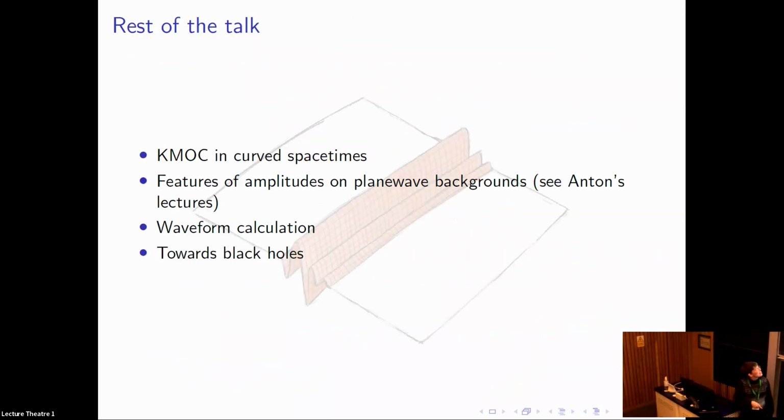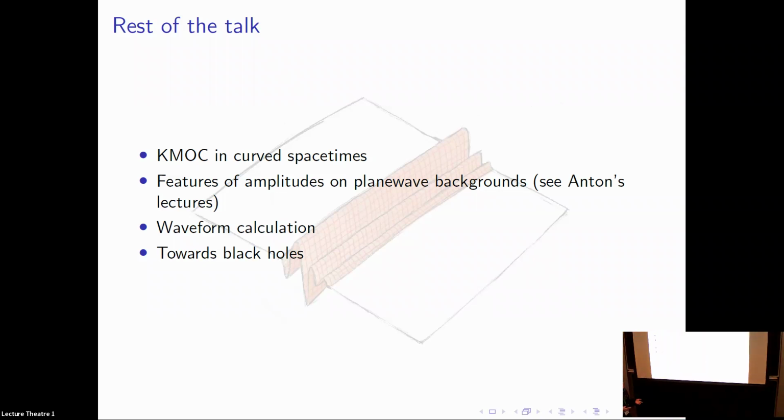Okay. So that brings me to the rest of the talk. I'll be talking about ways to look at KMOC in curved spacetimes. And then I'm going to talk about some features of amplitudes on these plane wave backgrounds, which Anton has already kind of done. And then I'm going to present to you some of the waveform calculations that we've done. And then I'm going to just quickly go through some of the ways that it changes for black holes, like on Schwarzschild.